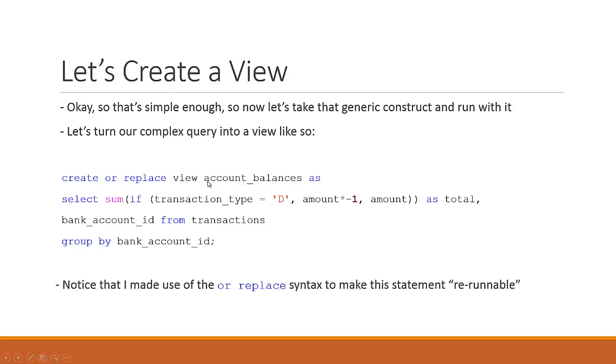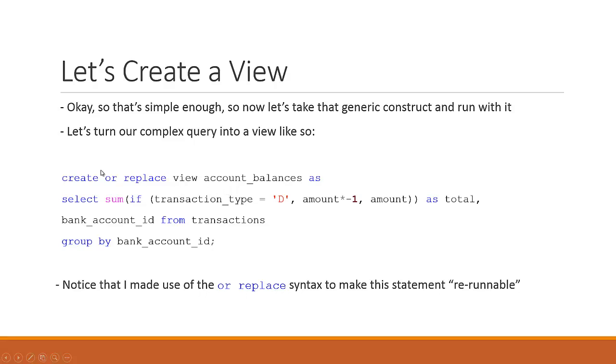So create view. I'm going to call it account balances as, and then here's that complex select statement I was talking about. Select the sum. If the transaction type is D, multiply the amount by -1. Otherwise, leave the amount alone and store it as a total. And also grab the bank account ID from the transactions table. Group it by the bank account ID, and there you go. That is the complex select statement that we created before. We just put that into a view, and that view is called account balances. Now, I also put in create or replace. Notice that I made use of the or replace syntax to make it rerunnable.